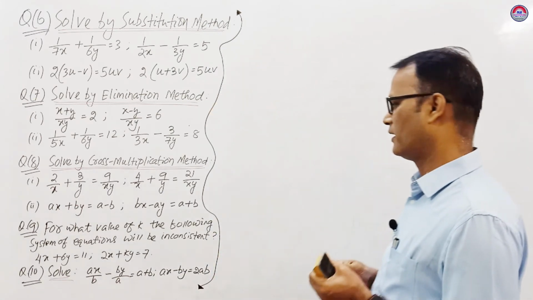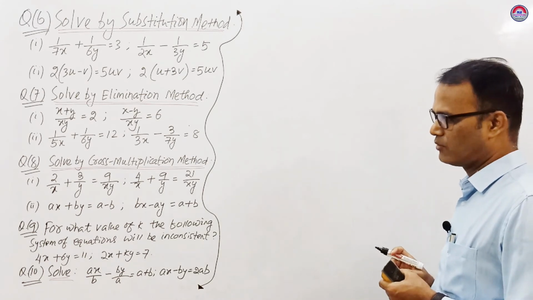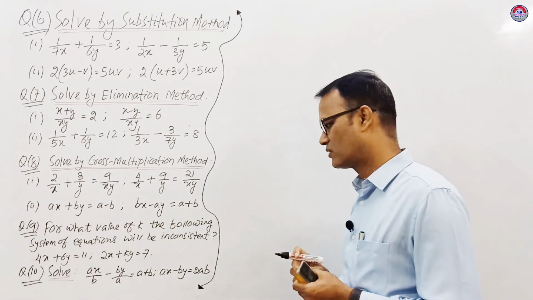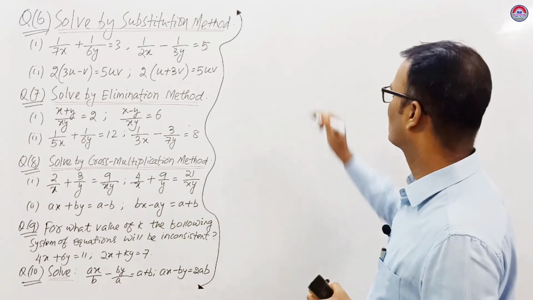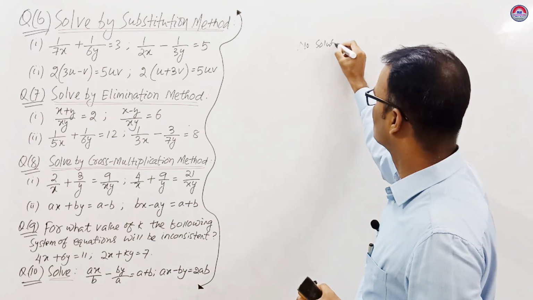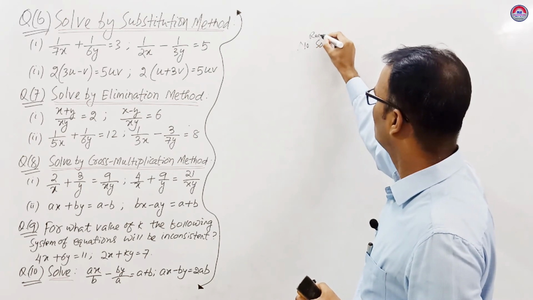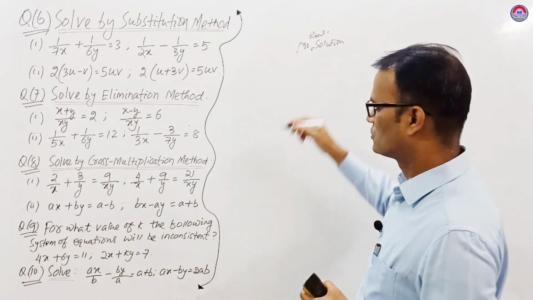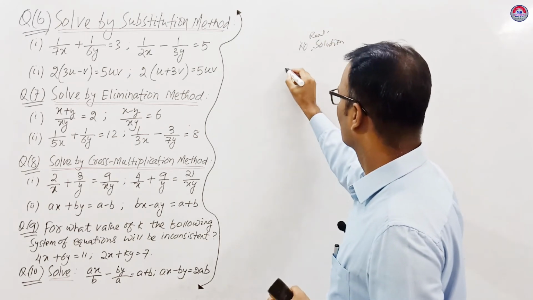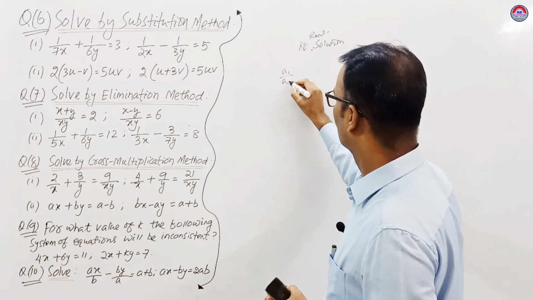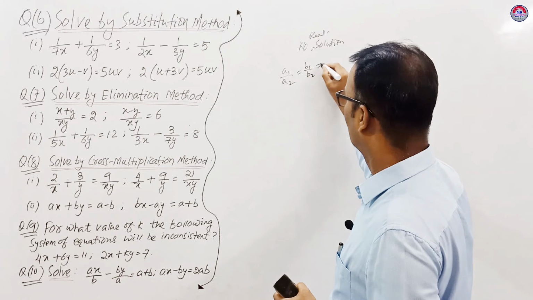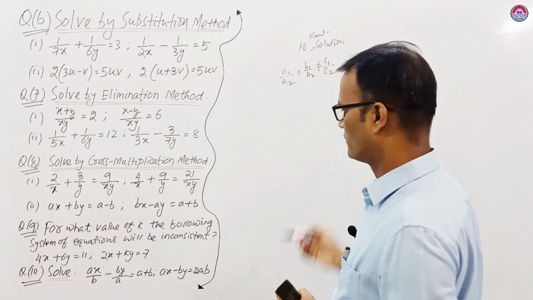For what value of k? Question number 9. For what value of k will the following system of equations be inconsistent? Inconsistent means no solution, no real solution. So the condition is what? No real solution condition is A1 by A2 equal to B1 by B2 not equal to C1 by C2.